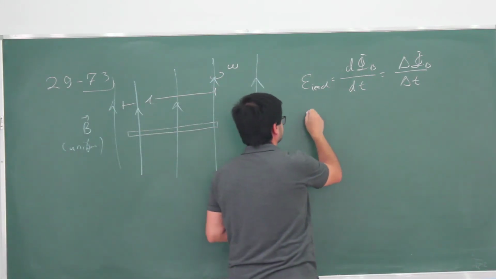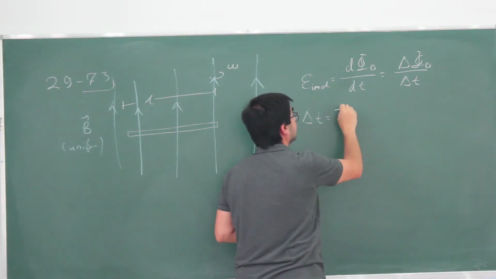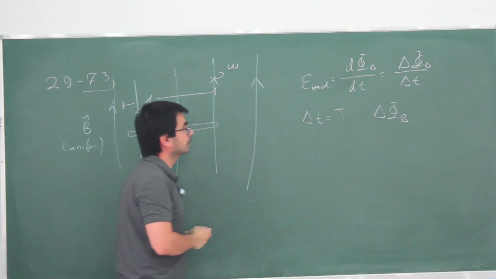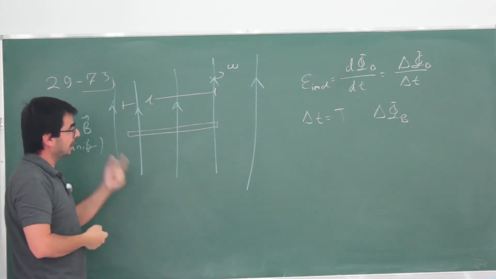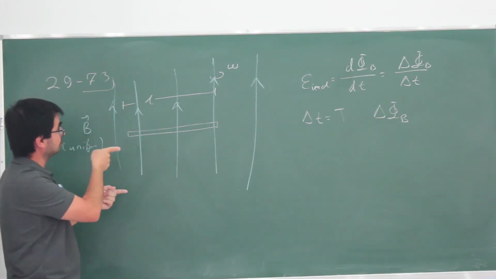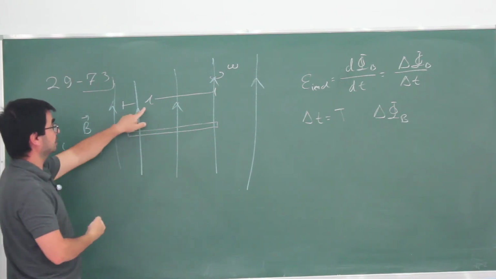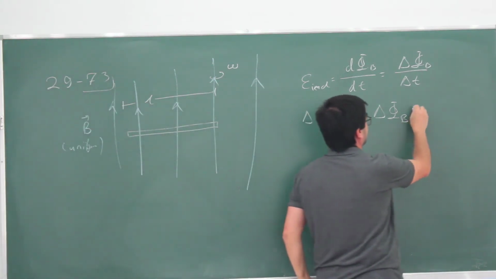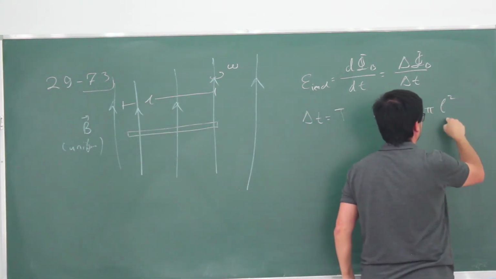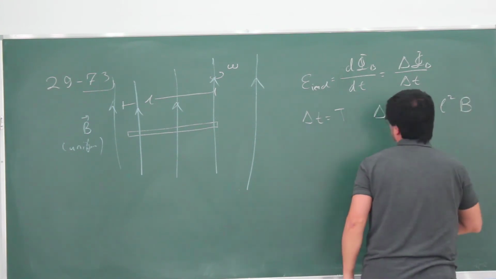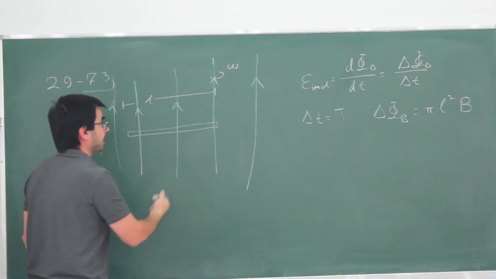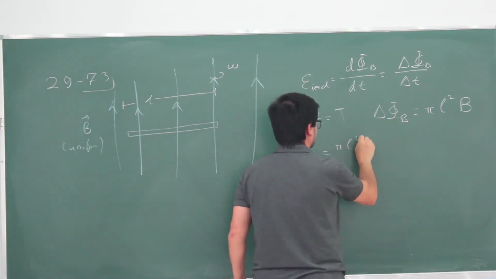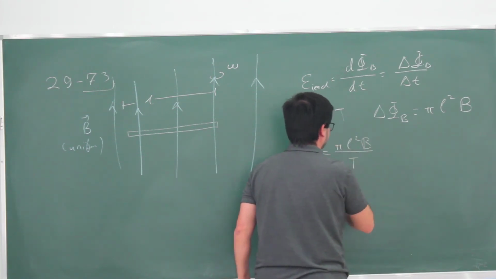So my delta t is just going to be one period, and my delta phi B, the total area swept by this rod times the magnetic field, is going to be, so this is just rotating, so it's going to draw a circle of radius L in one period, and it's going to sweep an area of pi L squared. Times B is going to be the total flux that's swept by this piece of rod. So if I take the ratio, I'm going to get pi L squared B divided by T.